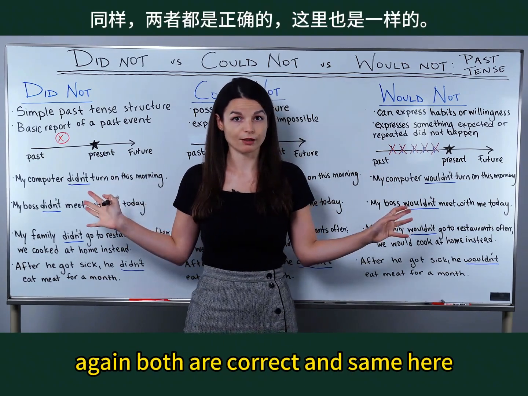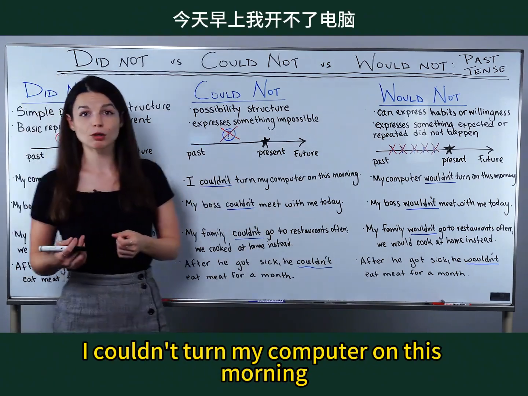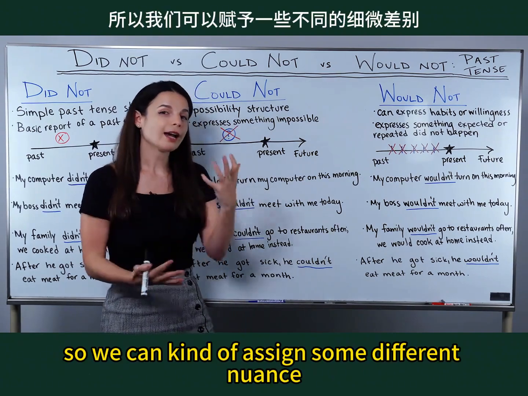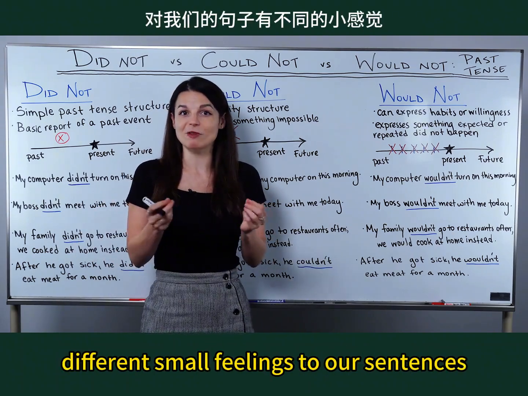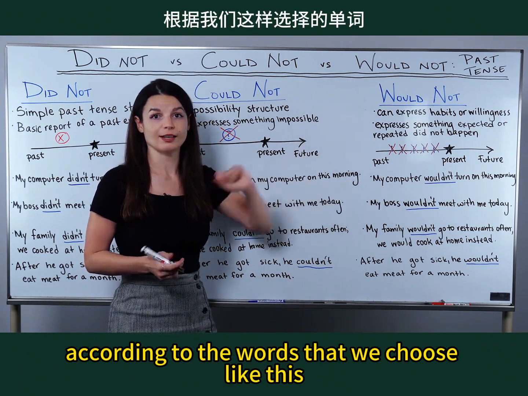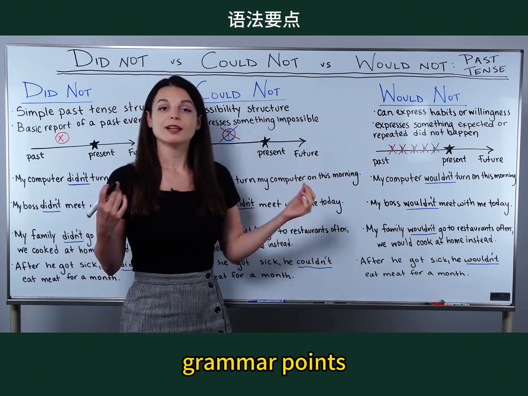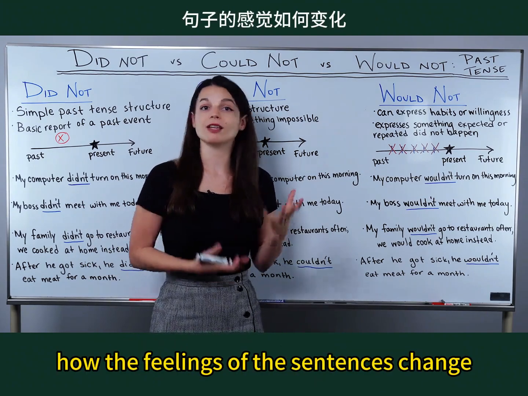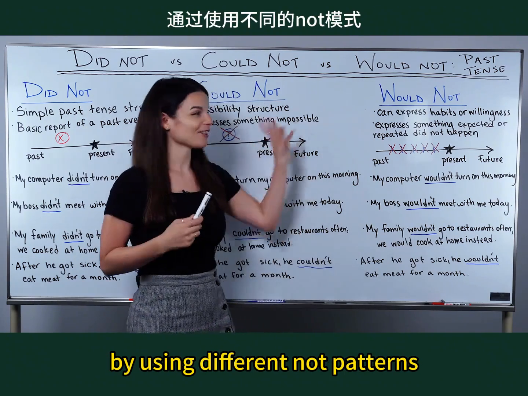Again, both are correct. And same here, this one is also correct. I couldn't turn my computer on this morning. Sounds like it wasn't possible. So we can assign some different nuance. We can give different small feelings to our sentences according to the words that we choose. So now that we know the differences between these grammar points, let's look at a few more example sentences to compare how the feelings of the sentences change by using different not patterns.